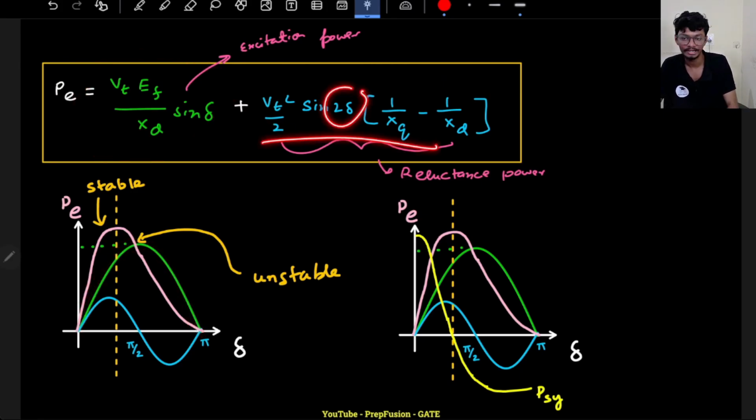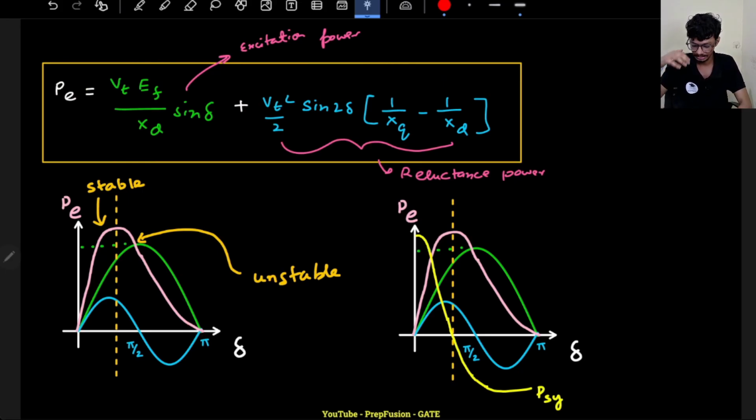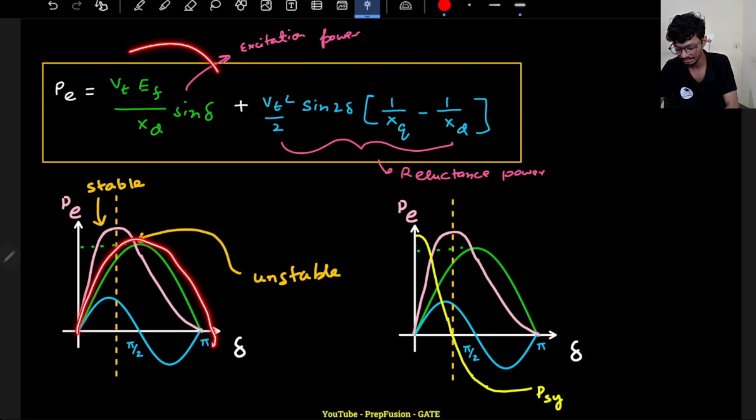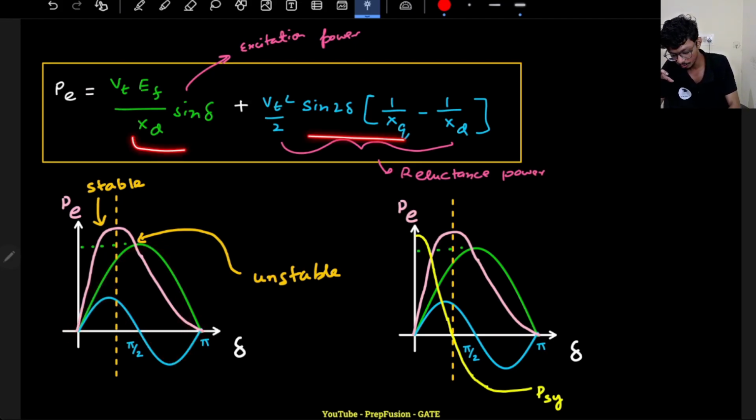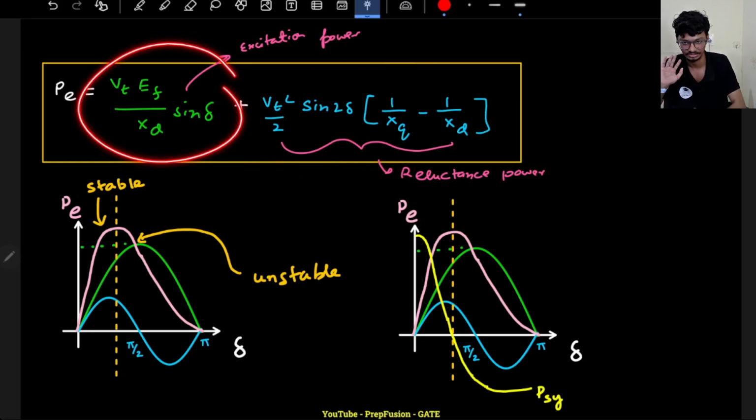It is 2 delta. That means here the time period is half actually. So in one cycle of the green graph, I will cover 2 cycles, or in half period I will cover a whole period of the blue graph. So it will totally complete a cycle here, and this will be a green cycle. If I superimpose the two graphs, this will be of lower magnitude because the reluctance power will generally be lower value than the excitation power.